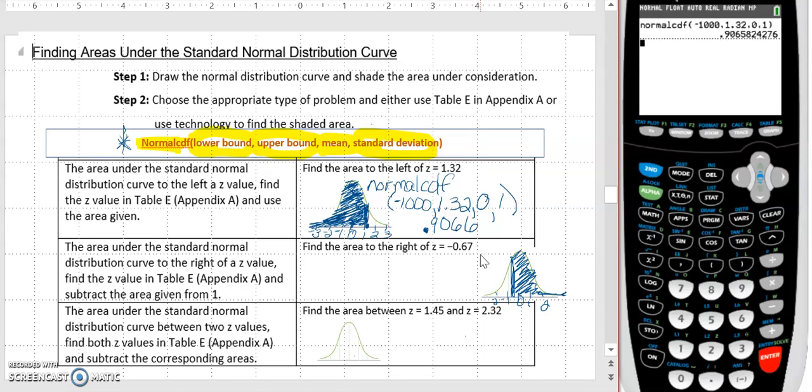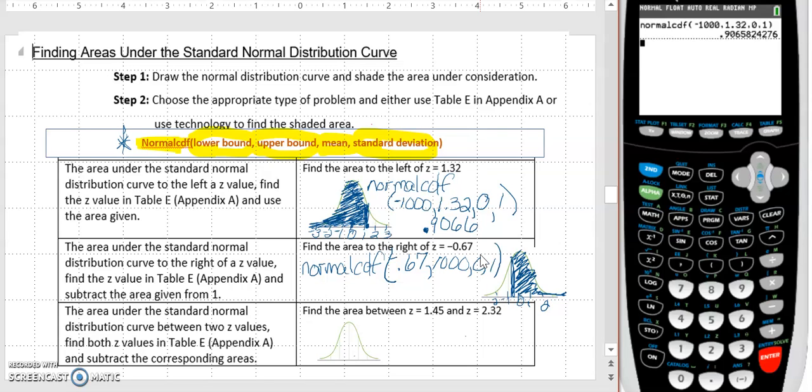So when I get ready to type in my command, the normal CDF, what is my low bound this time? Well, as I'm reading from left to right, my low bound starts right here at negative 0.67. And then it keeps shading forever to the right. So we just choose some big number, like 1,000 will work. And then our mean is 0, and our standard deviation is 1, because this is standard normal.